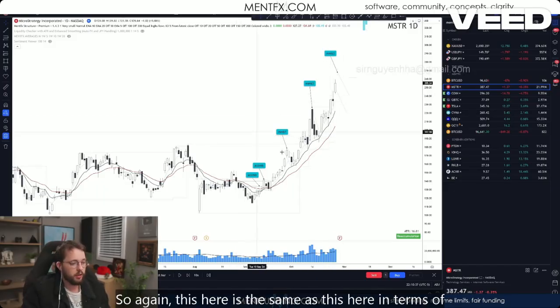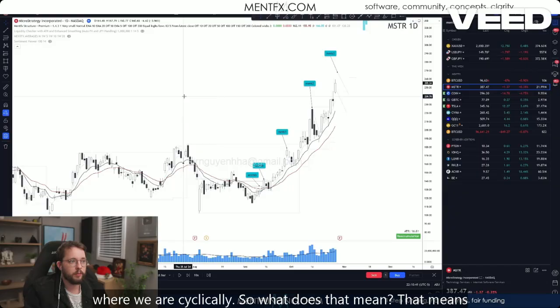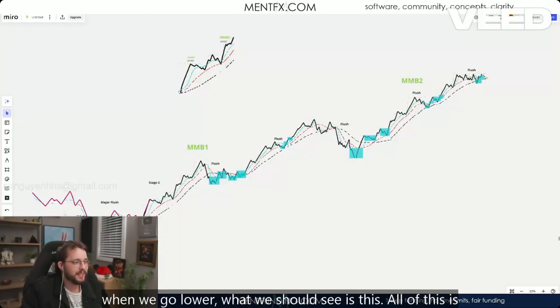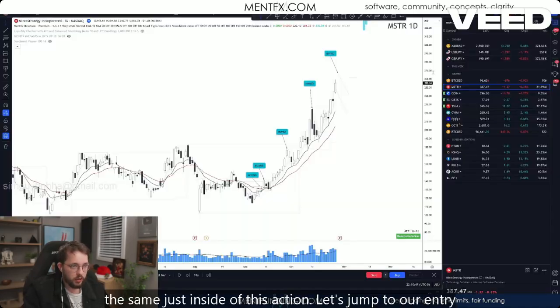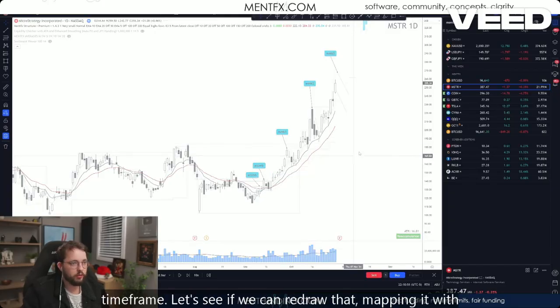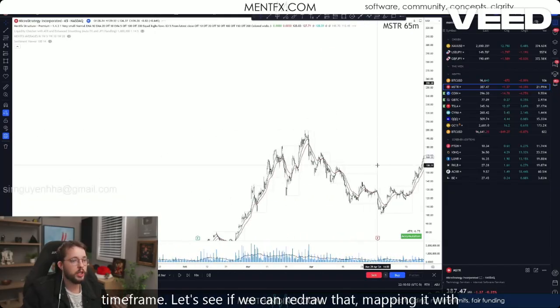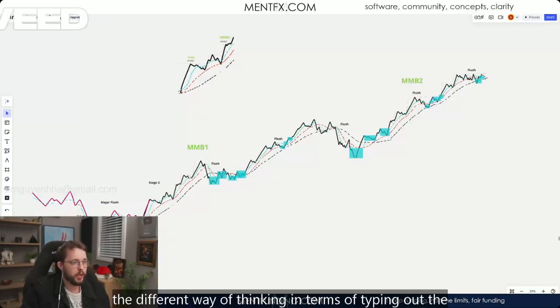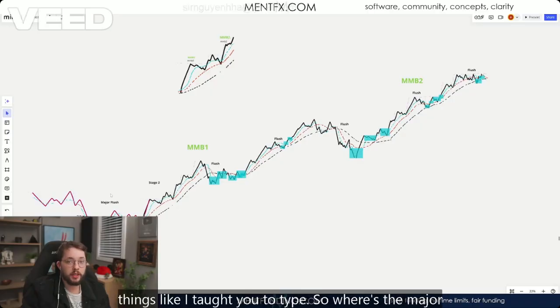So again, this here is the same as this here in terms of where we are cyclically. So what does that mean? That means when we go lower, what we should see is this, all of this, just inside of this action. Let's jump to our entry time frame. Let's see if we can redraw that, mapping it with the different way of thinking in terms of typing out the things like I taught you to type.